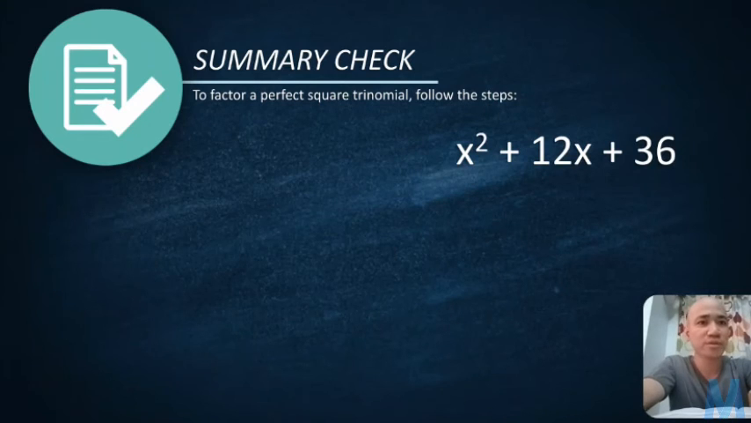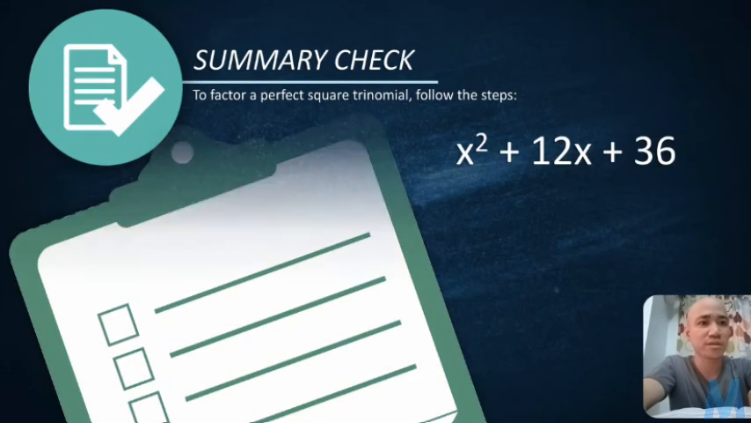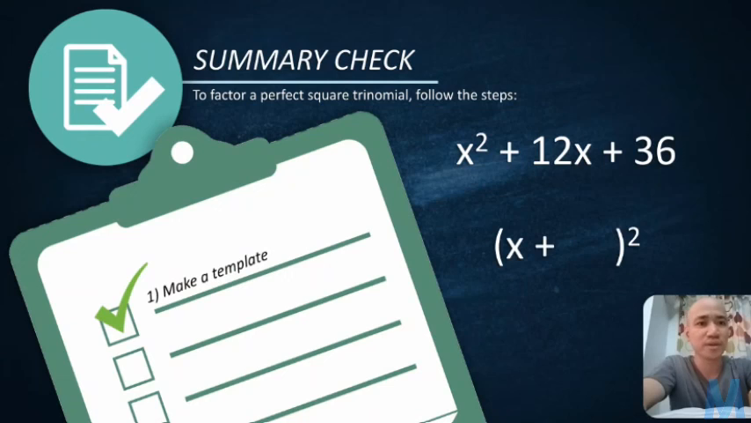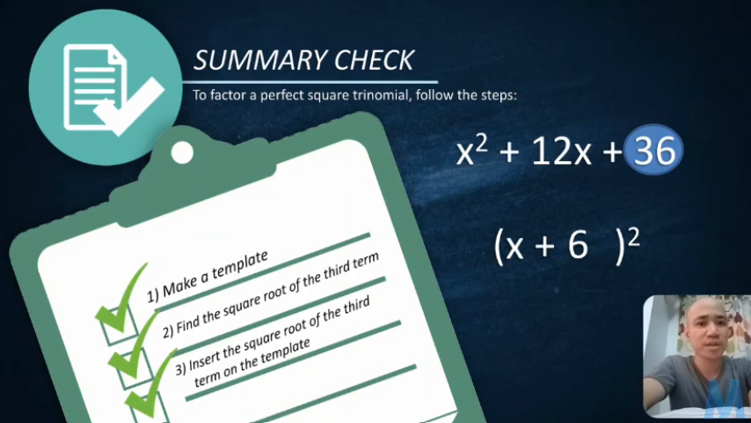To factor a perfect square trinomial, we're going to follow these steps. Step 1, make a template. Step 2, find the square root of the third term. And step 3, insert the square root of the third term on the template. Okay?